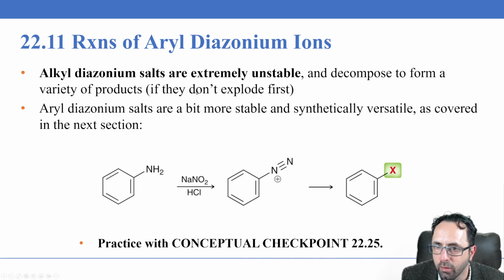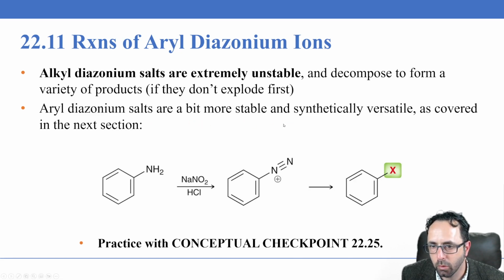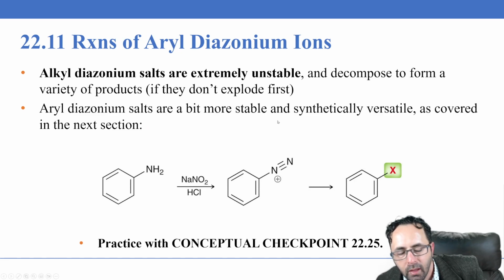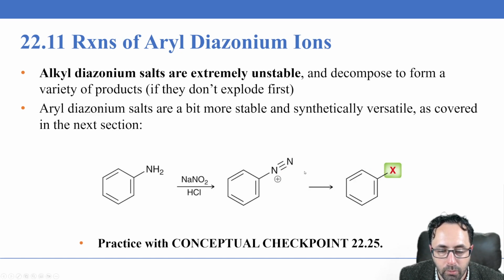Alkyl diazonium salts are extremely unstable, and they will decompose to form a variety of products if they don't themselves react. But aryldiazonium salts are a bit more stable, and thus we can use them synthetically. And so the real use of these diazonium salts is in the formation of these aryldiazonium compounds, where the nitrogen here can be replaced with some other group, and then the nitrogen will leave as N2, both nitrogen atoms. That makes this a great leaving group.